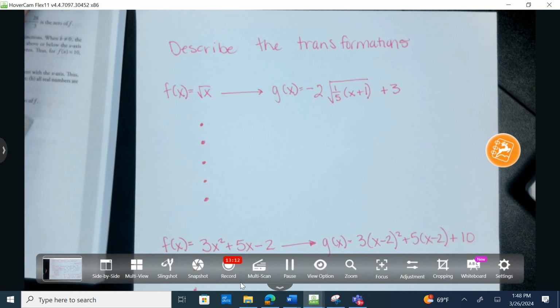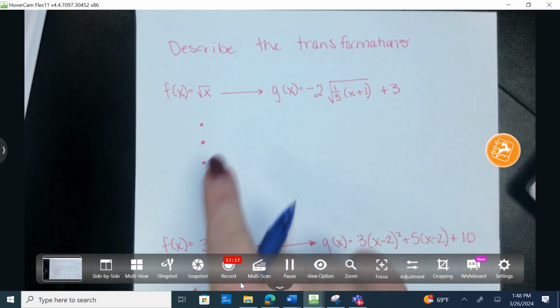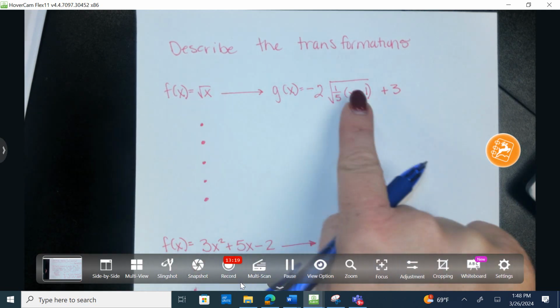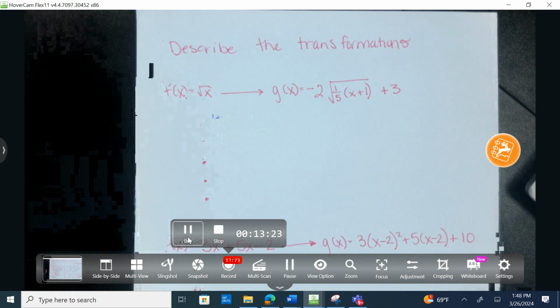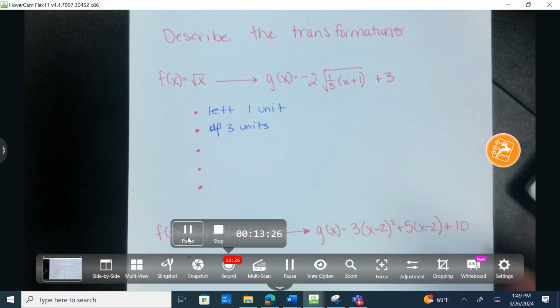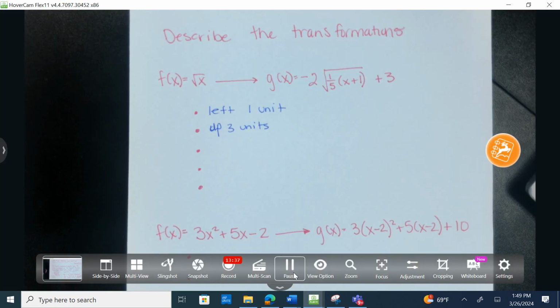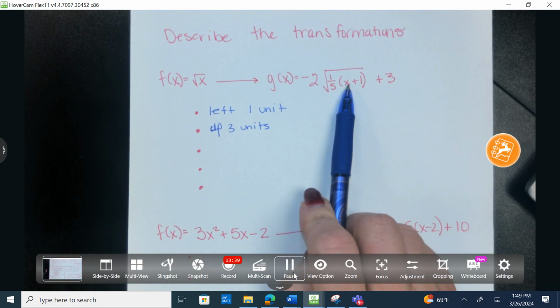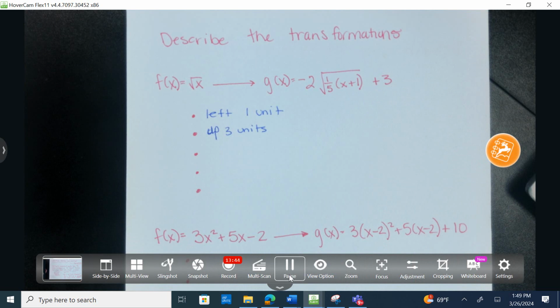Okay, I want you to take a look right now at this first example, and I want you to fill in, and the order doesn't matter, what do you think is happening from this function as it transforms into g. First, let's look here, and let's go one after another. I'm going to start with the vertical and horizontal transformations or shifts. So when I look at this graph, I can see that we're going to go to the left 1 unit, and we're going to shift up 3 units.